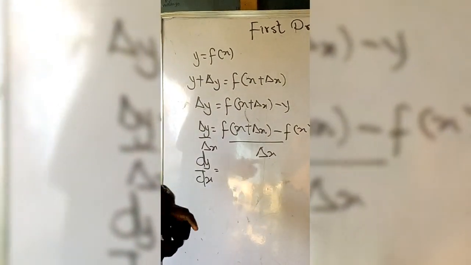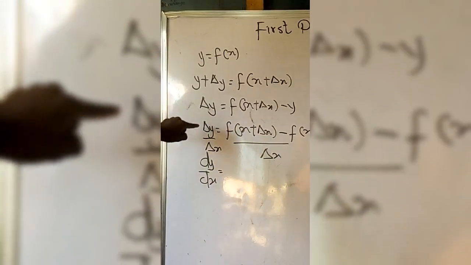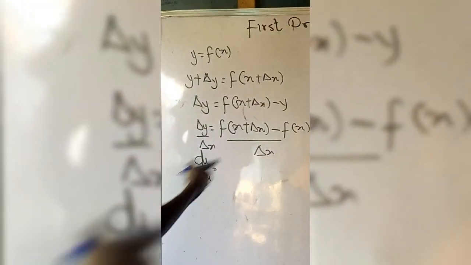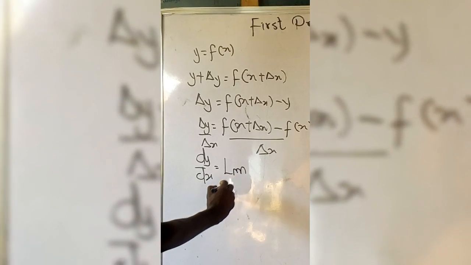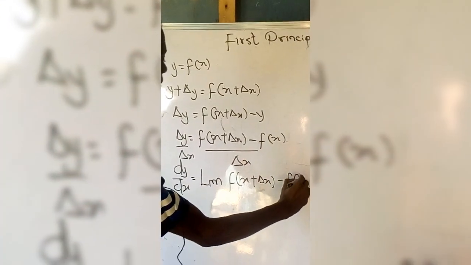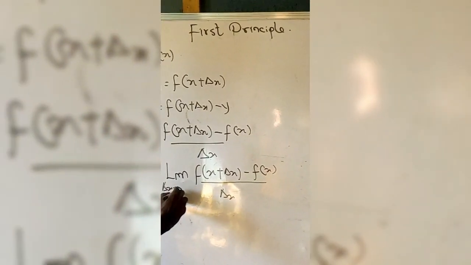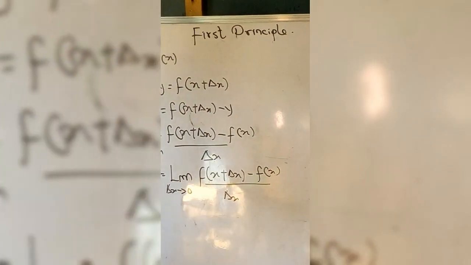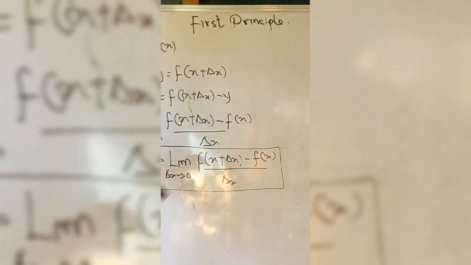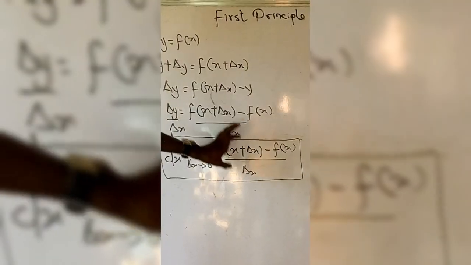Then we will now introduce limit. So when this becomes dy over dx, then we are going to apply our limit. So this will become the limit of this function, f of x plus delta x minus f of x, over delta x as our delta x approaches 0. So this is the formula for first principle. So this is the method we use to solve. This is what we use in solving first principle.